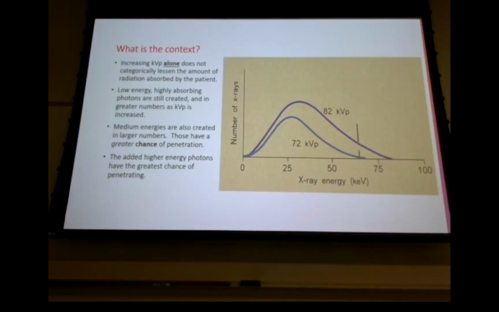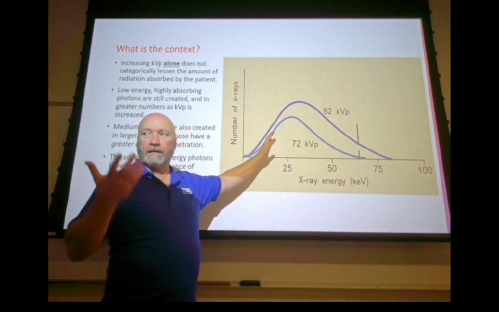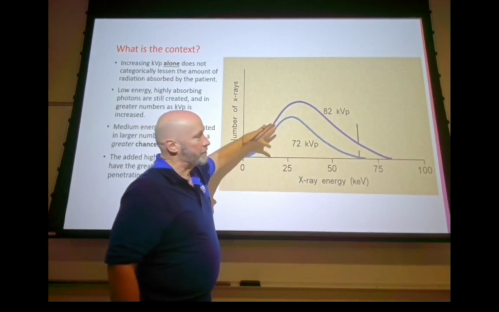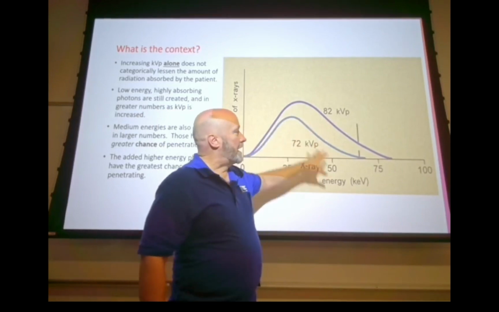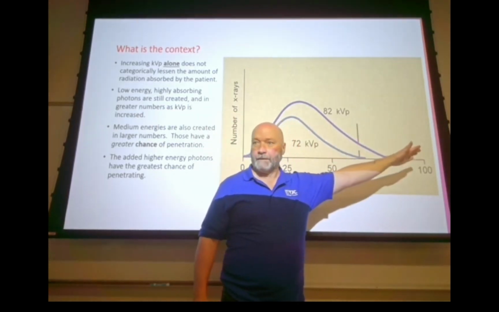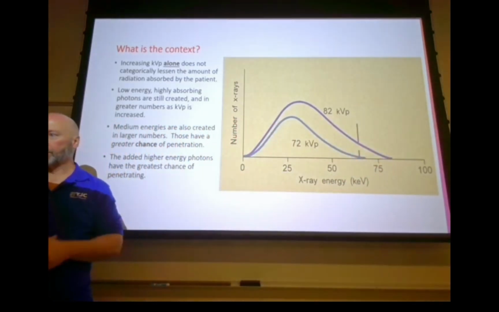So the context then is that an increase in kVp alone does not just lessen the amount of radiation absorbed by the patient. You have to consider the entire beam, right? We took a look at that. As we increase our kVp, those low energy photons that would have absorbed inside of the patient anyway, we're going to get more of those, and those are still going to absorb inside of the patient. These are going to be kind of a mixed lot, and then from this point up is where we truly get to the point where as kVp increases, all interactions decrease.